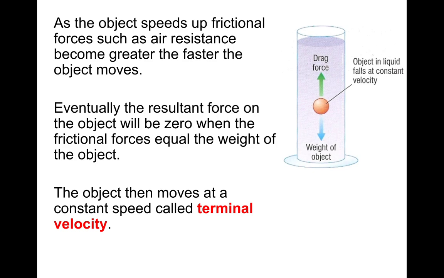As you can see on the right, we've got an object in a liquid. From the size of the arrows, we've got the weight of the object and the drag force, and they're equal and opposite. This ball, although it hasn't fallen very far, has significant drag, enough to be equal to the weight of the object. Therefore, the ball in that liquid will fall at a constant velocity, which we call the terminal velocity. In air, it takes a lot longer. When you're falling in air, it takes quite a while to get to your terminal velocity, where the weight is equal to the drag force.